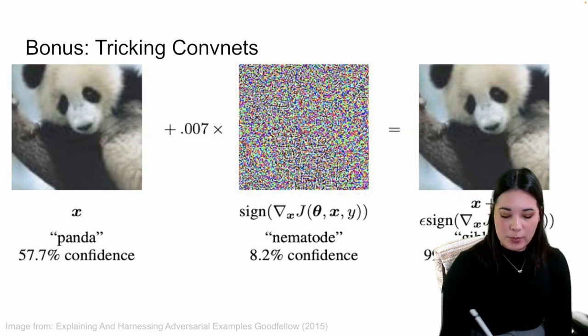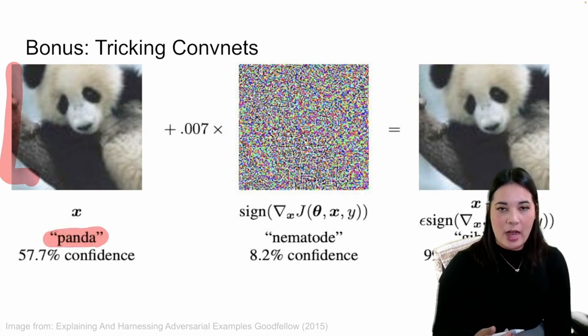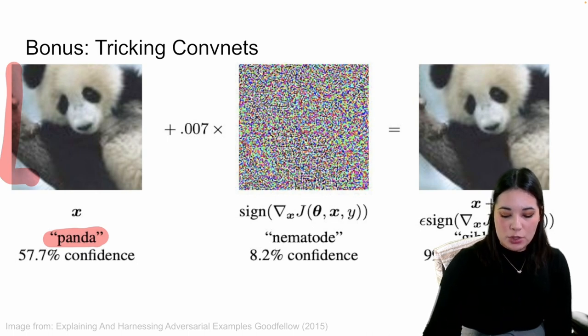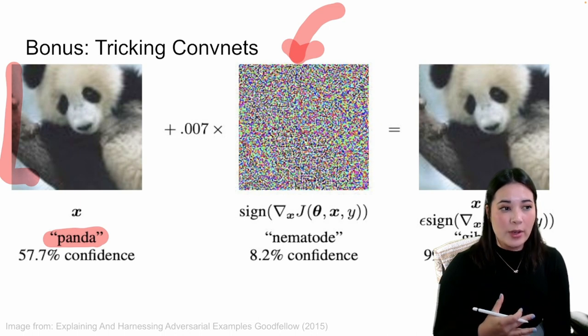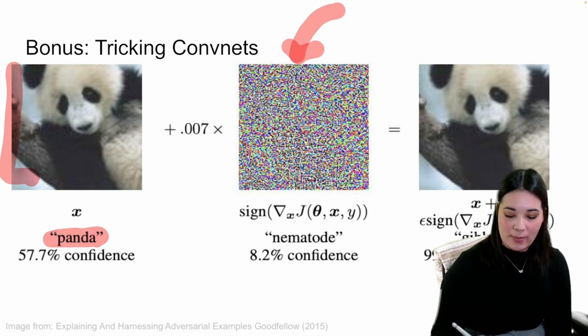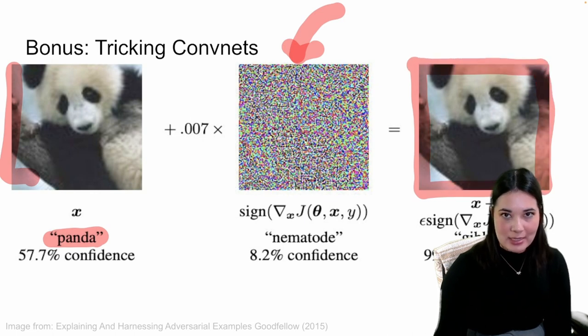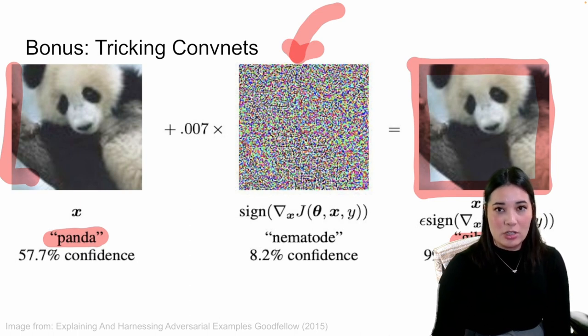For instance, here we can see this image of a panda, and when we feed it unaltered through the model, it does indeed make the prediction of it being a panda. However, we can use gradients to learn a very subtle and small pattern of noise that we can then add to our image to create an image that to the human eye looks exactly the same, but to the model looks like a totally different thing. In fact, this model thinks that this image is a monkey.